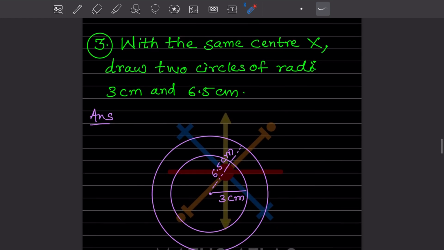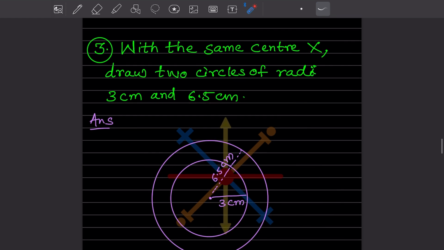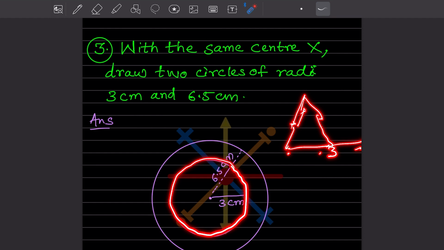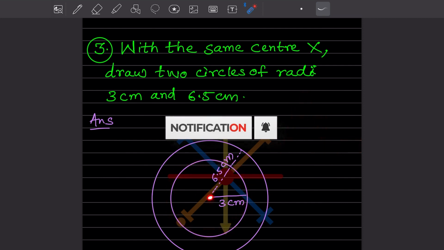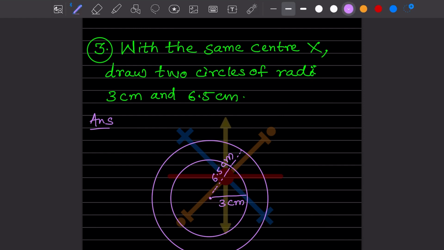With the same center x, draw two circles of radii 3 centimeter and 6.5 centimeter. So now you are going to take in the compass first the 3 centimeter. Suppose this is a scale, 3 centimeter. You will put one point over here and the other point over here, and first draw a circle of 3 centimeter. Taking this point, you draw a circle, and again taking the same center point, this is x, we'll call it x.